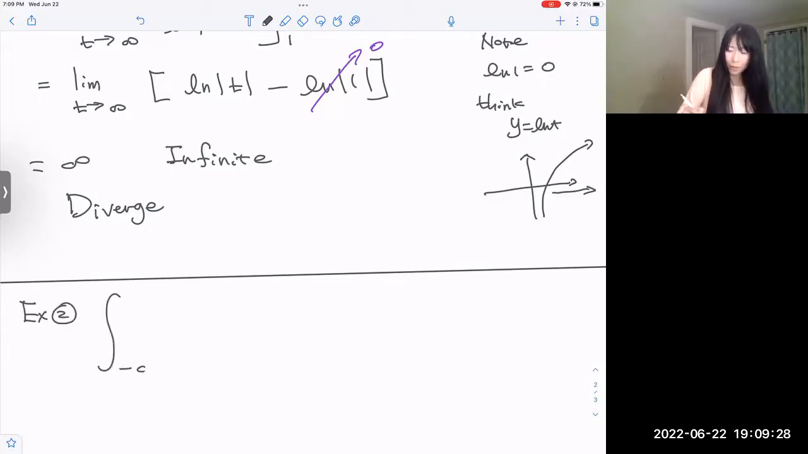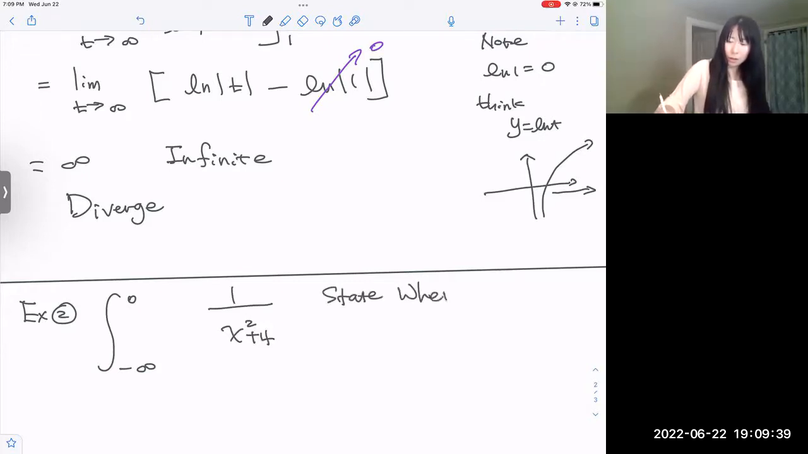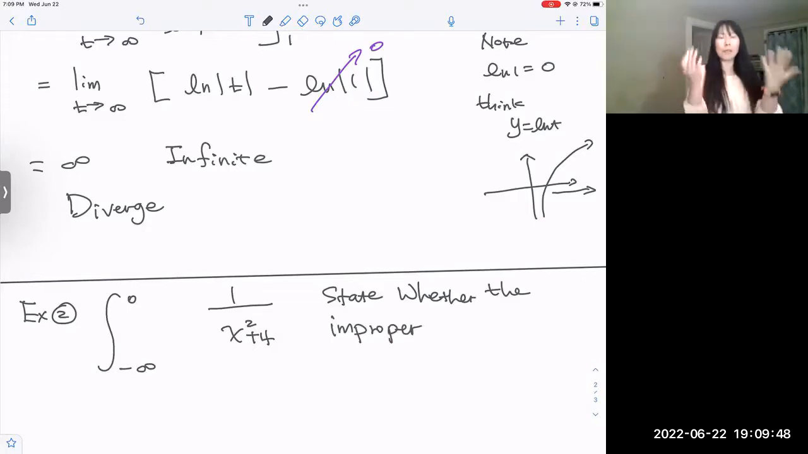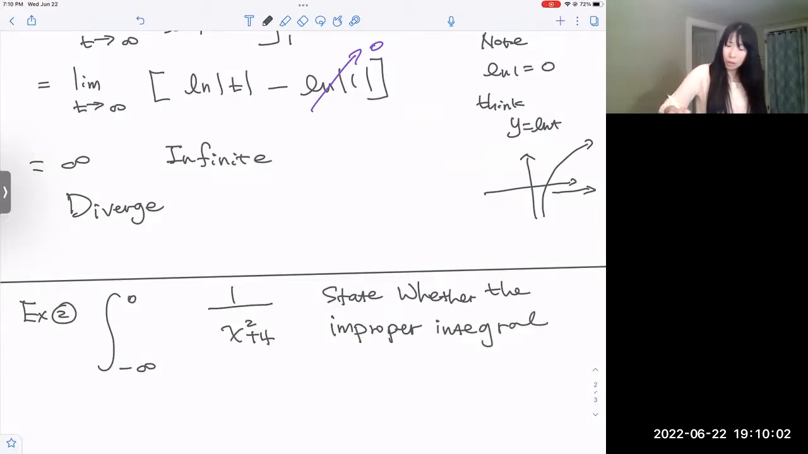We have the integral from negative infinity to 0 of 1 over x squared plus 4. Now, state whether the improper integral converges or diverges. We call this improper because we are dealing with negative infinity as a bound, and positive infinity as an upper bound, and later on we may have a discontinuity.